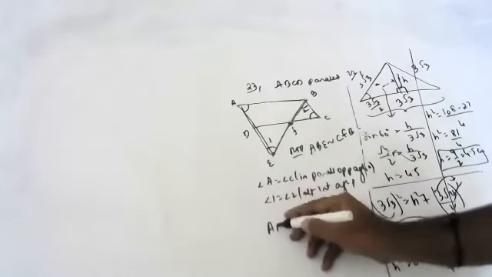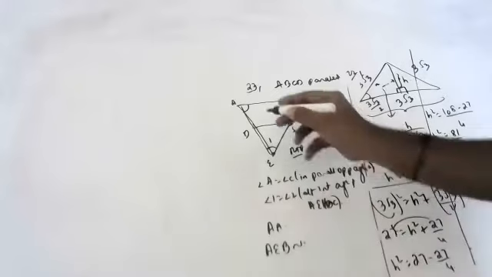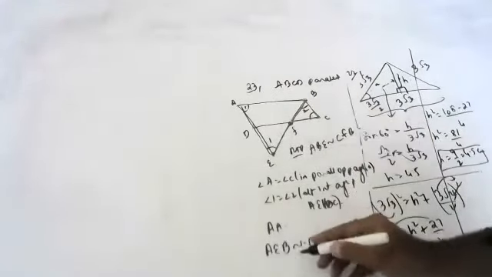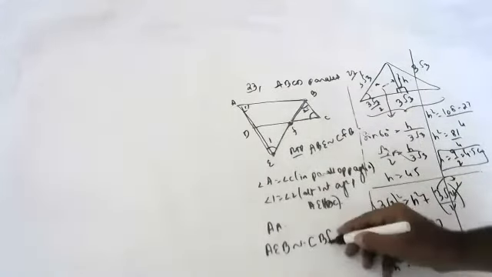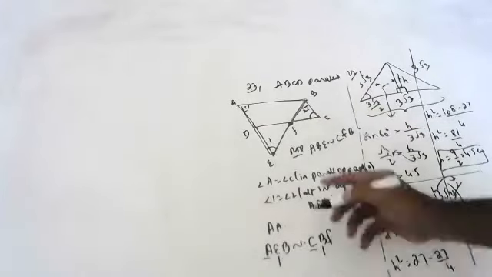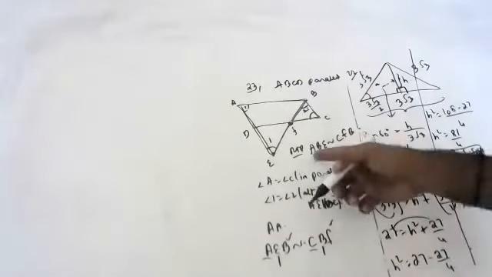So by AA similarity, AEB is similar to CFB. A was taken as C, so put C. E was taken as B, so put B. Then C, B, F. Try to understand. A and C are equal. E and B are equal, and B and F became mathematically equal. So triangle AEB is similar to triangle CFB.